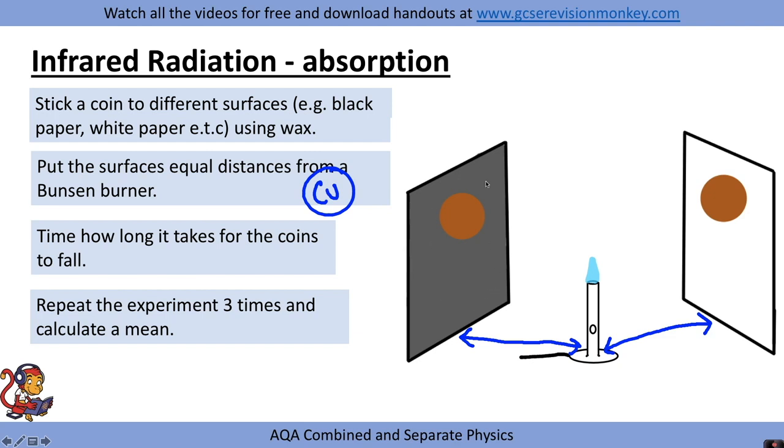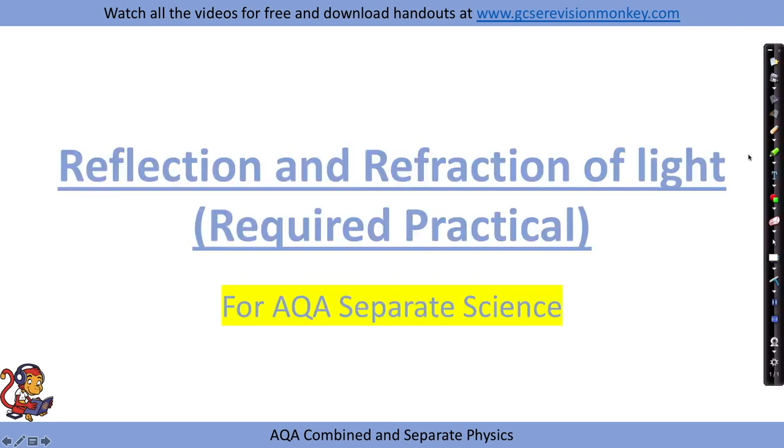So this material should absorb the infrared radiation that's coming from the Bunsen burner a lot quicker, causing the wax to melt and the coin to drop quicker than, for example, a white surface. Reflection and refraction of light, required practical for separate scientists only.